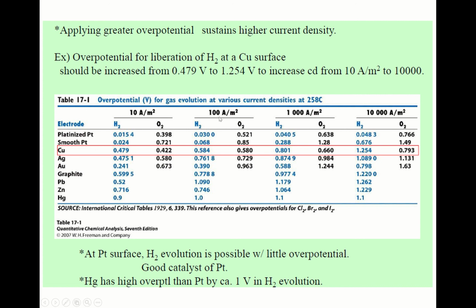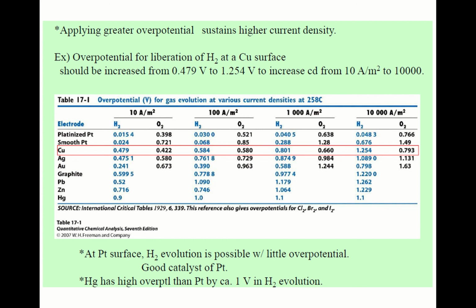And as the current density increases, the potential also increases. You see, take a look at these values. So the potential concept is very important, you know.